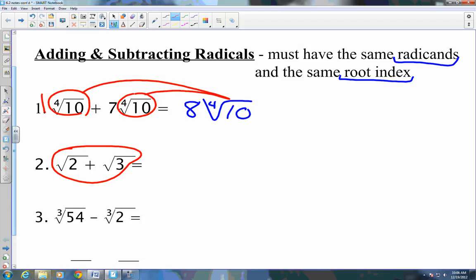I thought the radicand was the 4. Okay, that's the root index. The radicand is the one underneath. So the 2 is a radicand and the 3 is a radicand. Okay?